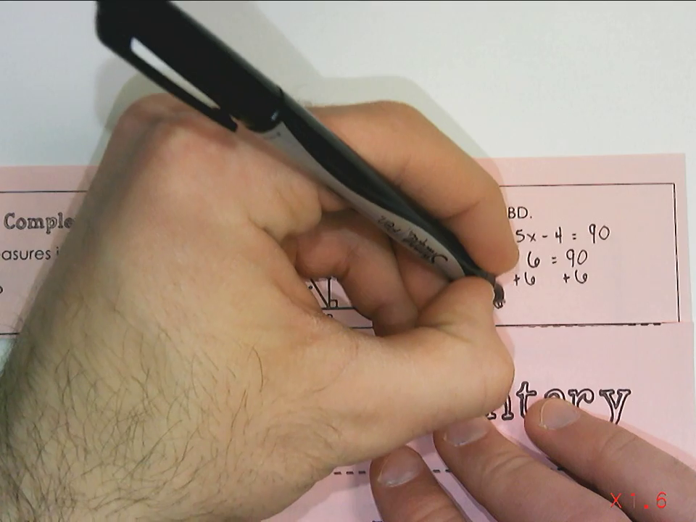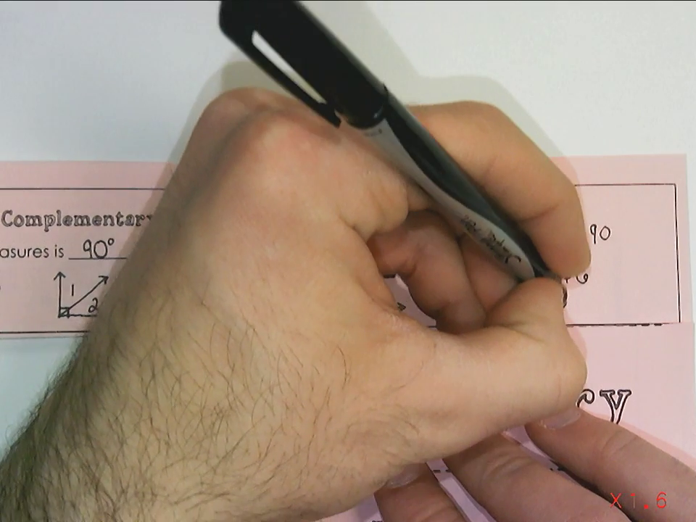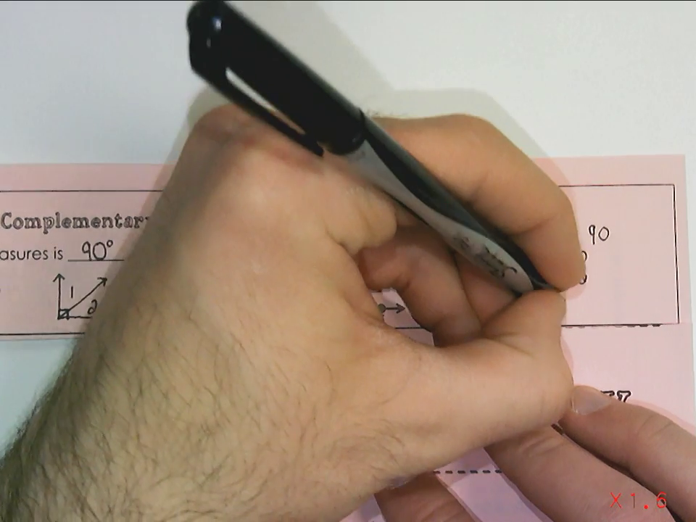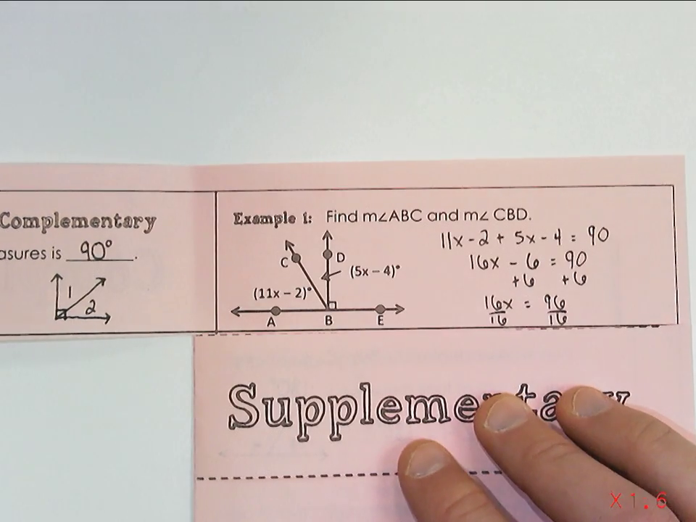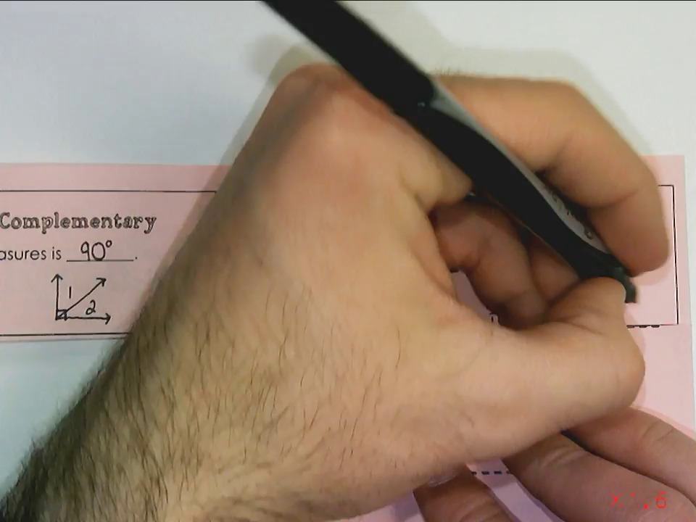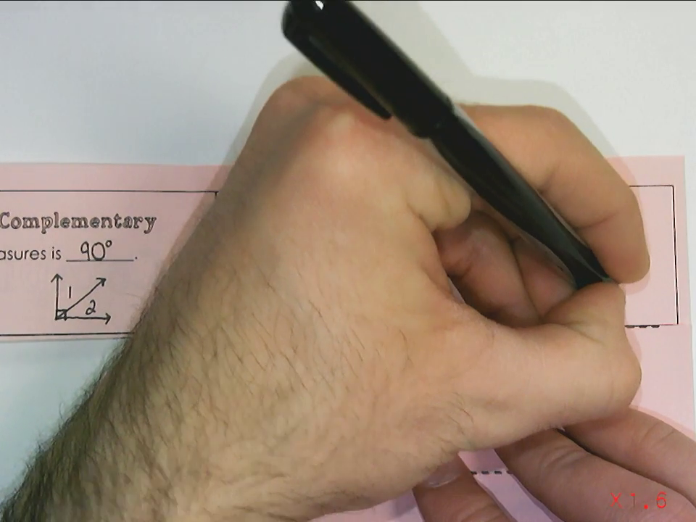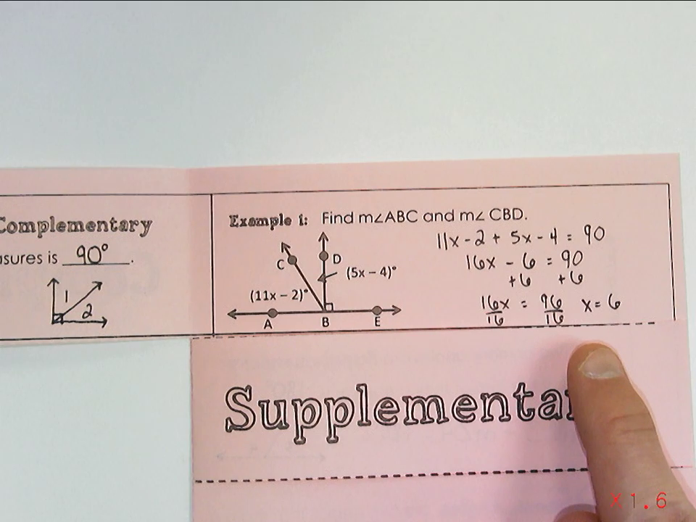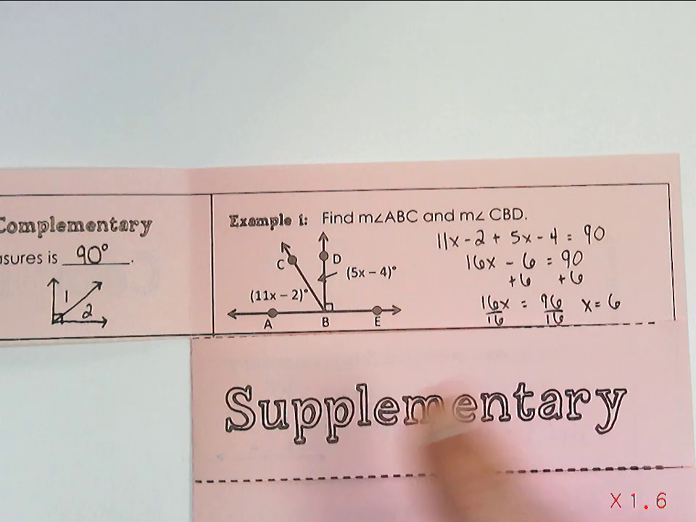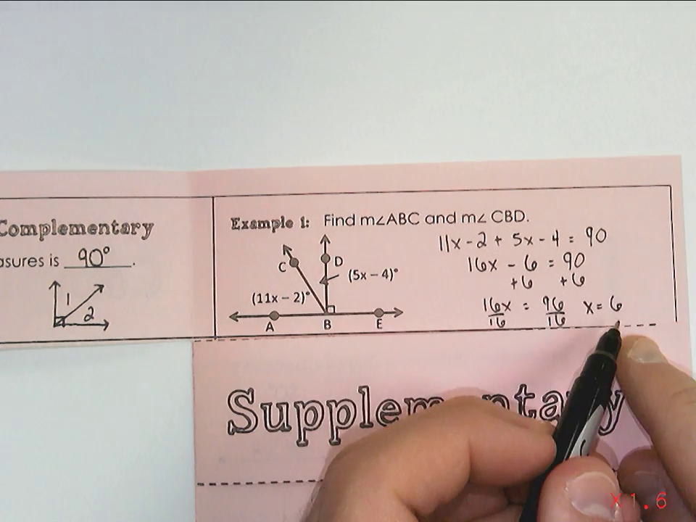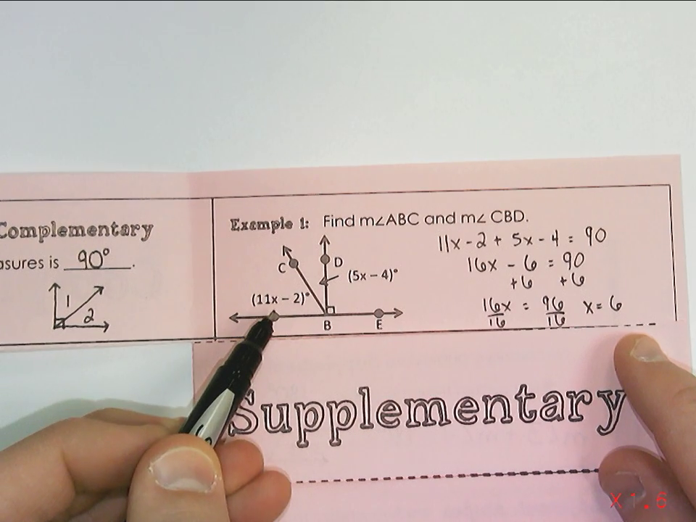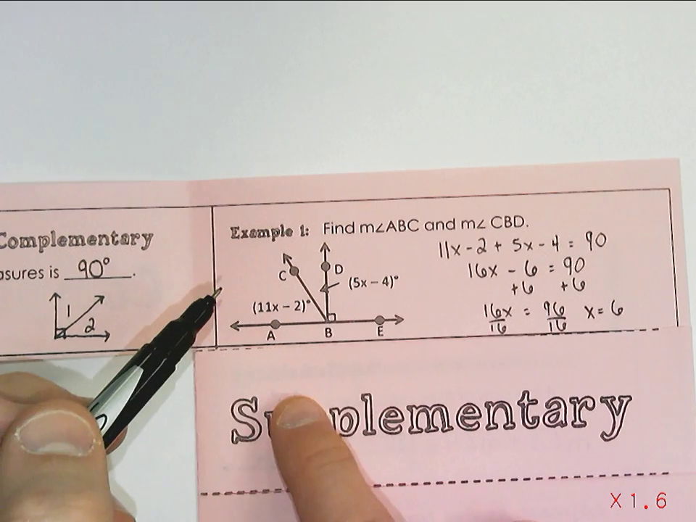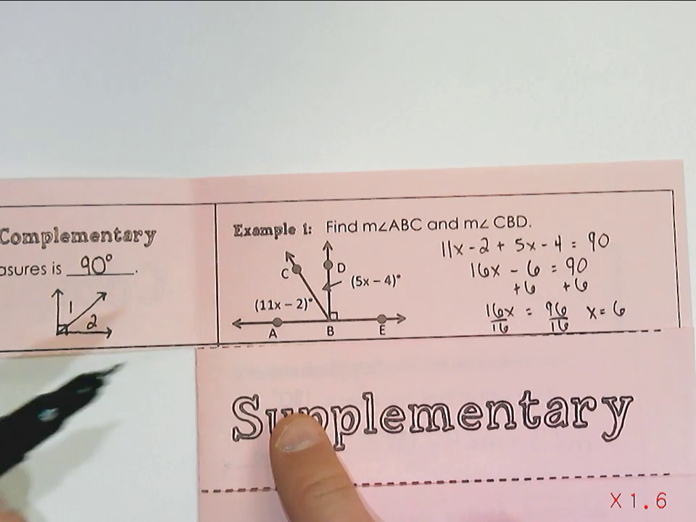And we'd have 16x equals 96. We would divide by 16 and get x equals 6. So we know that the value of x is 6, but we want the measure of these angles. So we're going to have to substitute 6 back in for x in order to figure out what the measure of these angles are. So I'm just going to do this in my head here.